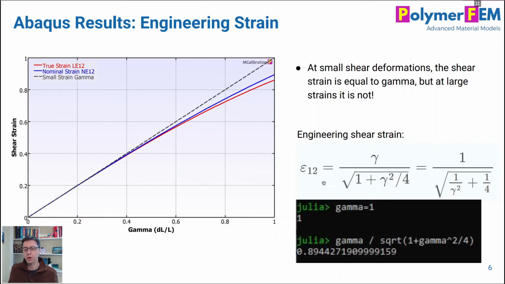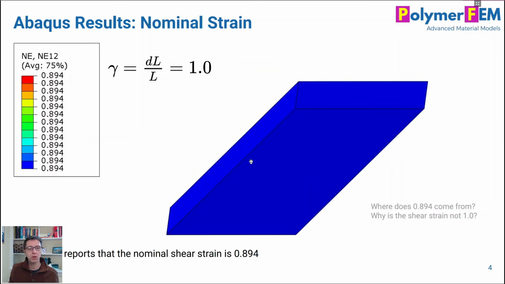And the final equation is here, that epsilon 1, 2, this is engineering shear strain, is equal to gamma divided by square root of 1 plus gamma squared divided by 4. And if you plug in gamma equal to 1 in a math calculator, for example, Julia, and then you type in this equation, you get that the engineering shear strain according to this equation is 0.894. And if we switch back to our Abaqus results, 0.894, it's the same thing.